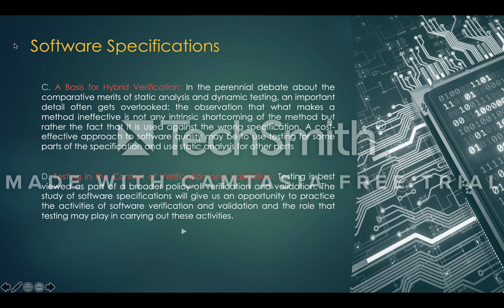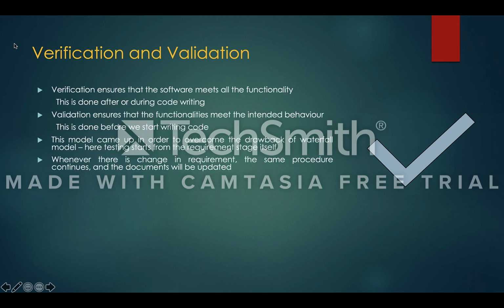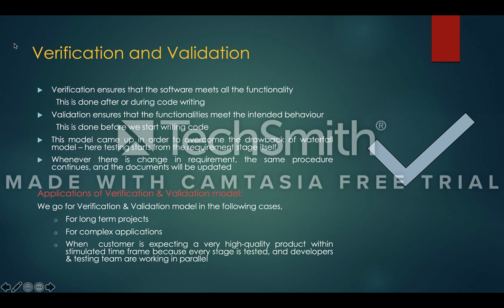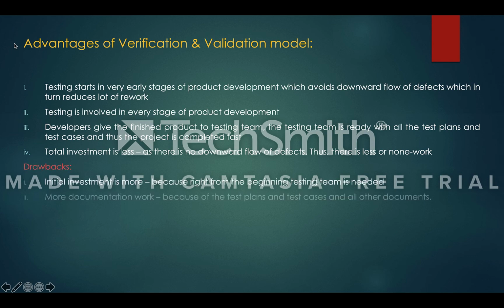Next, we do testing in the context of verification and validation. Now, what is verification and validation? Verification ensures that the software meets all the functional requirements, but validation ensures that the functionalities meet the intended behavior, and this is done while we write the code. So we have the application of verification and validation for long-term projects, for complex applications, or when a customer is expecting a very high quality product within the stipulated time frame. So we have a few advantages of this as well. So it is listed below in the PPT.